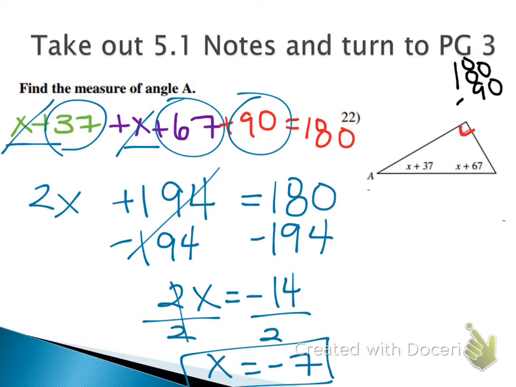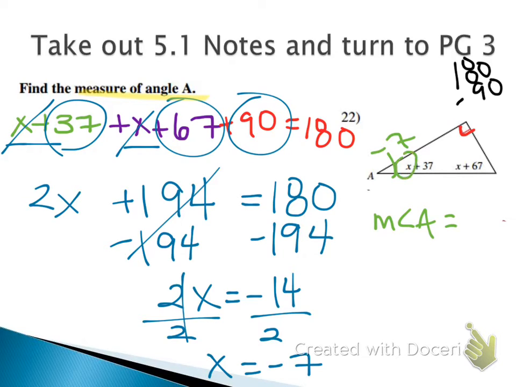Did it ask for x? Pause. It didn't ask for x. I should read. It said find the measure of angle A. So what do I do to find the measure of angle A? Plug it in. So you're going to answer the little m, angle A. That means measure of angle A. We're going to plug in negative 7 for x.